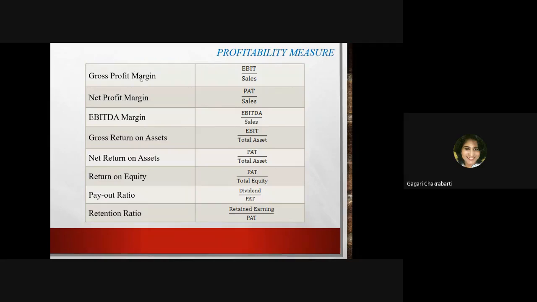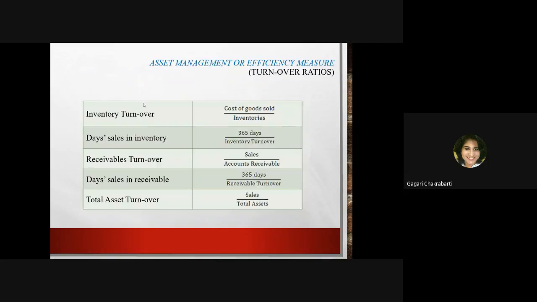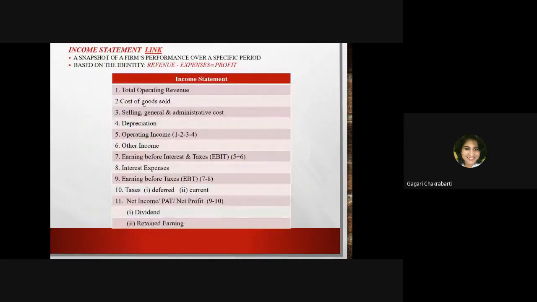Now, instead of relying too much on the gross profit margin, it is often better to consider the net profit margin also, because the gross profit margin may be very high. But if you go back to your income statement, you will find that EBIT may be high, but if the firm is relying too much on debt financing or financial leverage, then interest expenses would be too high, and if the taxes are too high, then of course the net profit will be low.